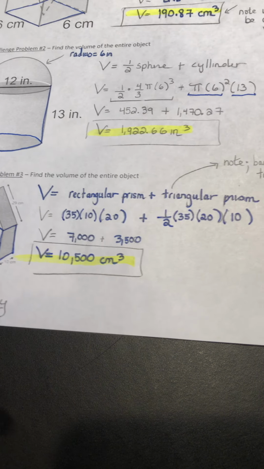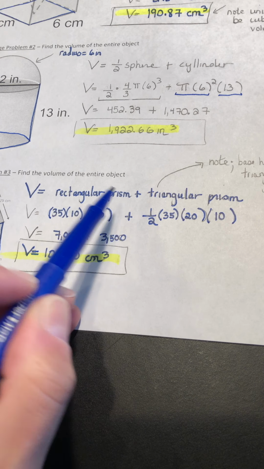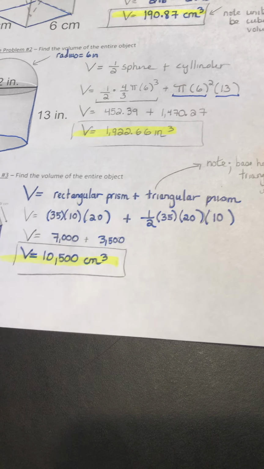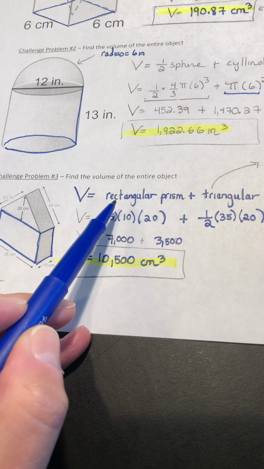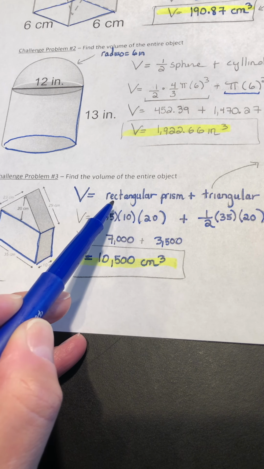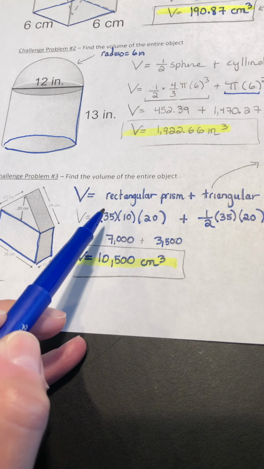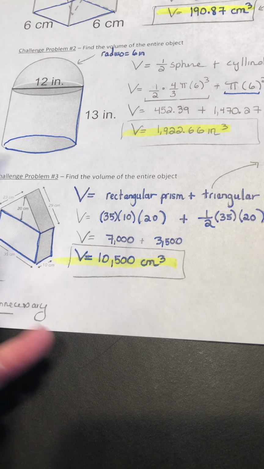So what we're going to do is take the volume of the rectangular prism and add it to the volume of the triangular prism. Okay, so we're going to look at the rectangular prism first. And because it's a prism, we're going to use formula number 1, which says I need to take the area of the base times the height.